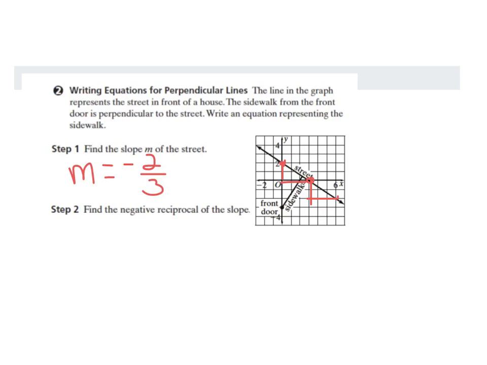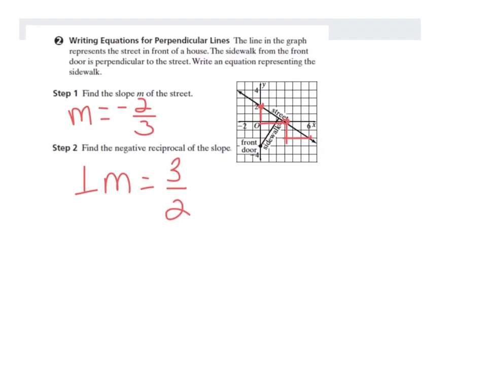That means the sidewalk, since we're told it's perpendicular, the perpendicular slope is going to be the negative reciprocal. Since it's a negative number, it's actually going to become positive, and we take the reciprocal of that. So the perpendicular slope is going to be 3/2. And then you're asked to write an equation of the sidewalk.